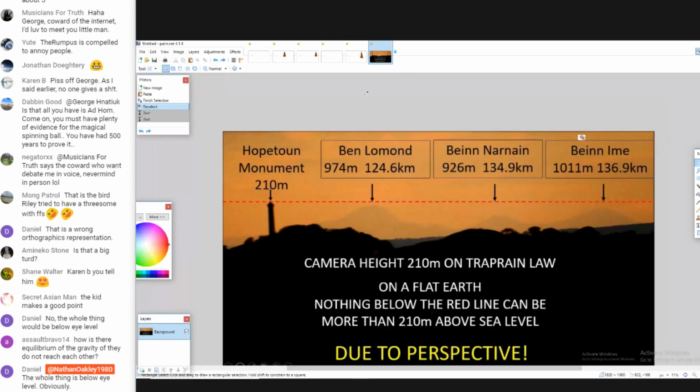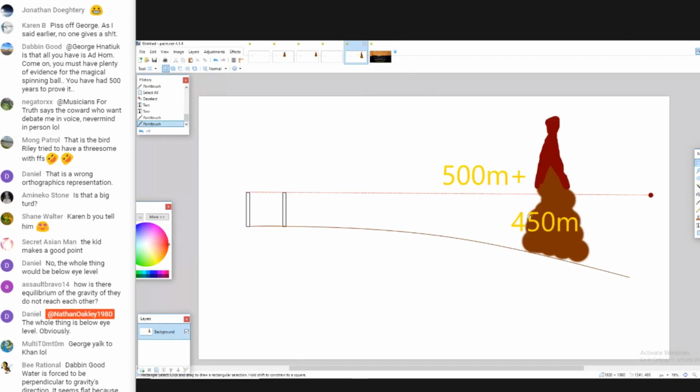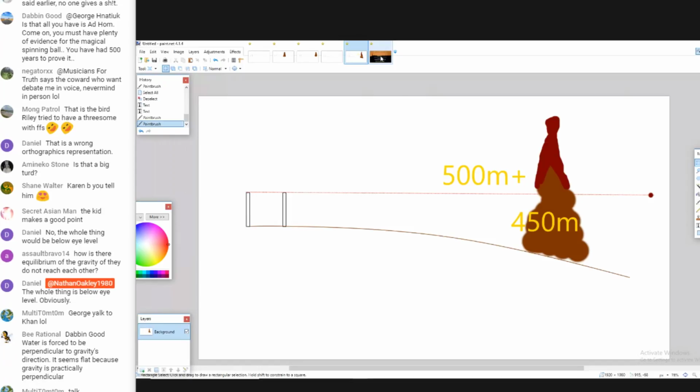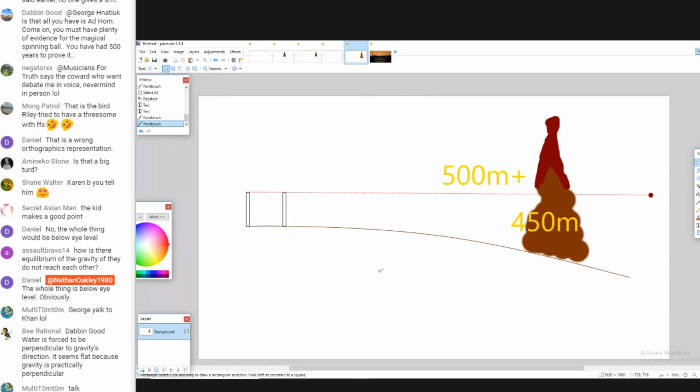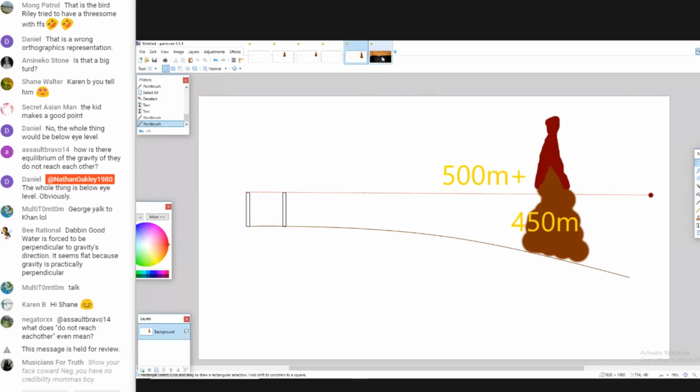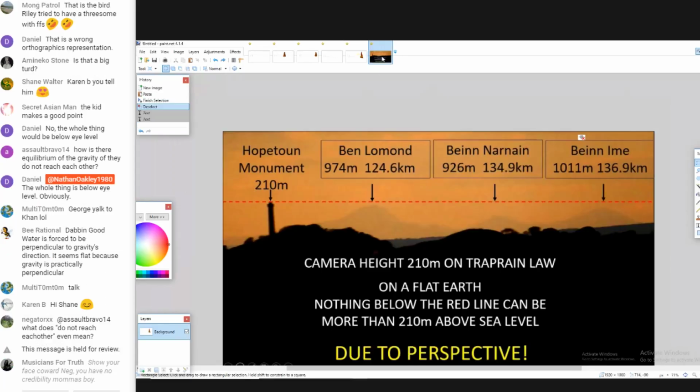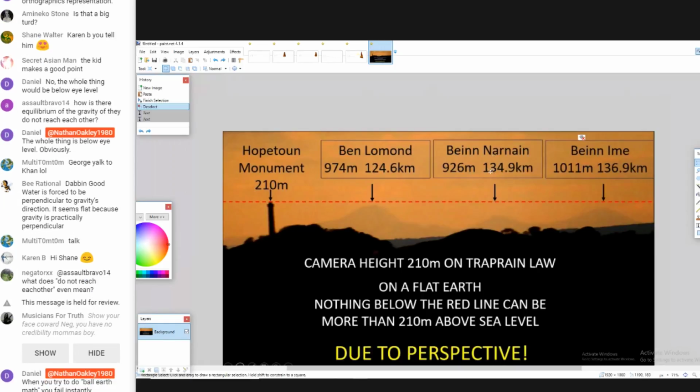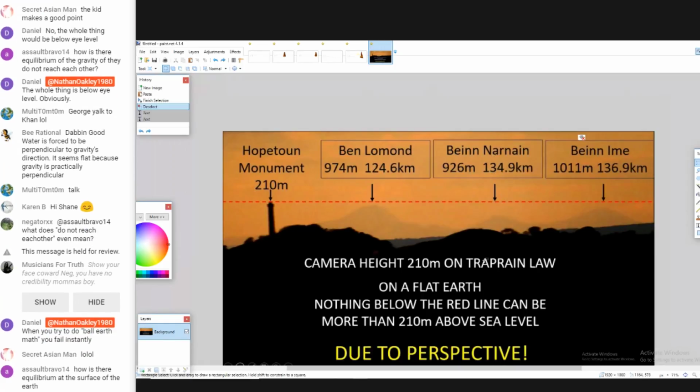You cannot use an orthographic view like this when you're talking about things that are over tremendous distances. It's okay to do it for a building, if you was going to make a design of a building or something like that. But to try and work things out over incredible distances, we're talking 124 kilometers here, 134 kilometers, it doesn't work.